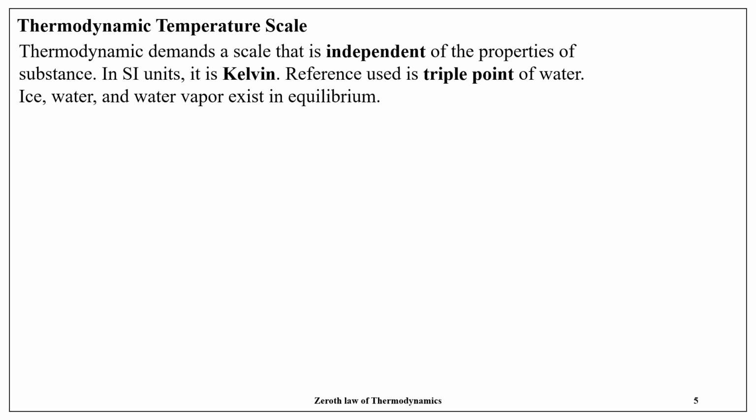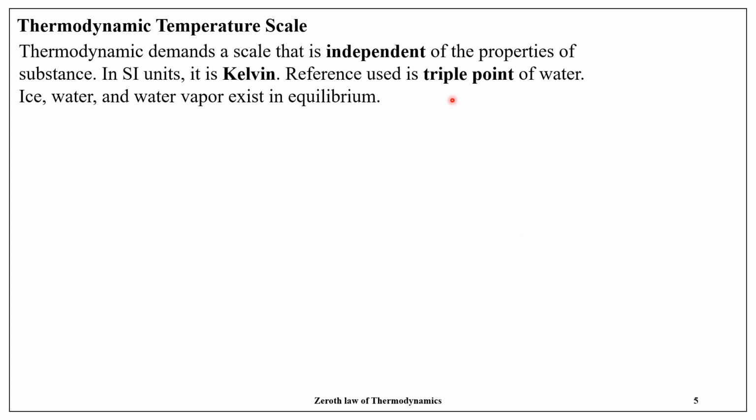Similarly, the boiling point of water at 1 atmospheric pressure is 100 degrees Celsius. If the pressure is not equal to atmospheric pressure, then the boiling point or the steam point is different. But we need a scale which is independent of the properties. The property we discussed now is pressure. So the scale used in thermodynamics is Kelvin, and Kelvin uses the triple point of water as the reference.